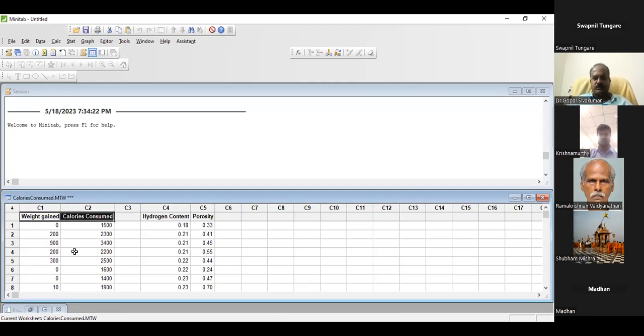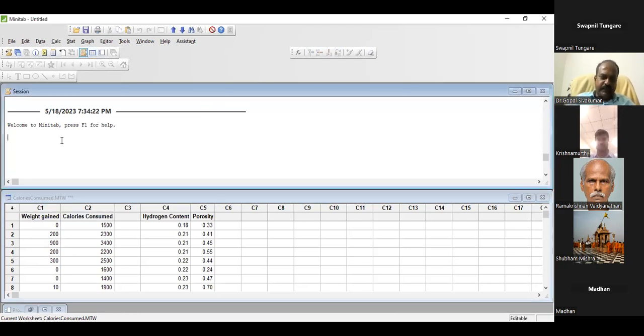So one of you, can you read what is the heading for column number 1 and column number 2? Weight gain, calories consumed. Very good. So we are going to study whether there is any relationship between weight gain and calories consumed. Weight gained and then calories consumed.